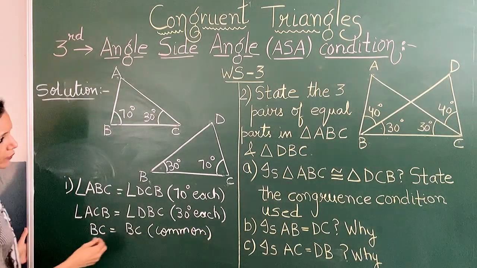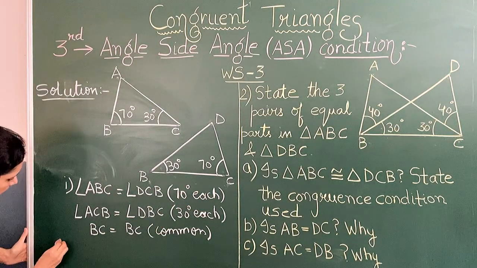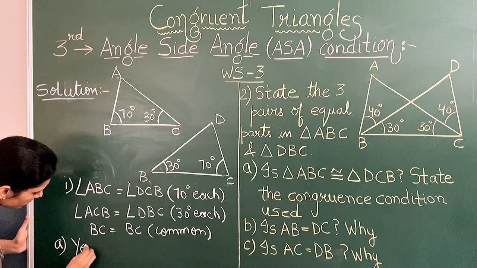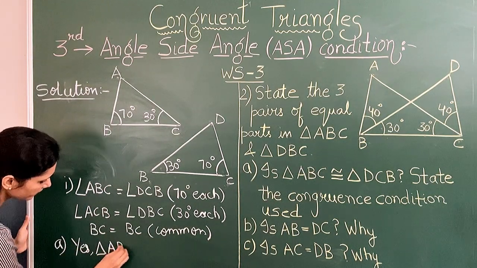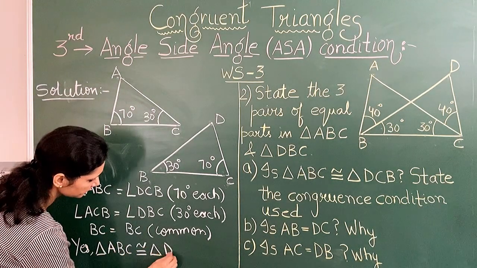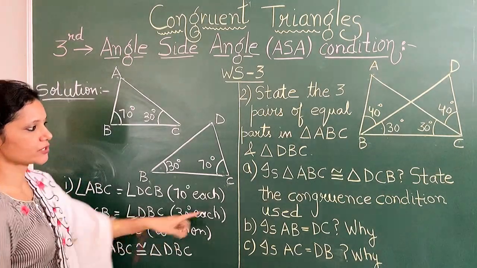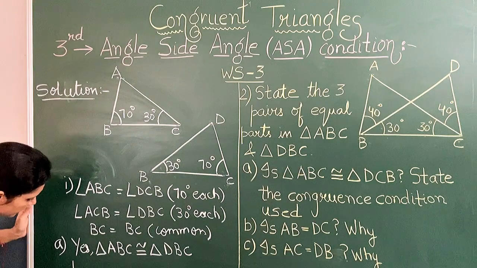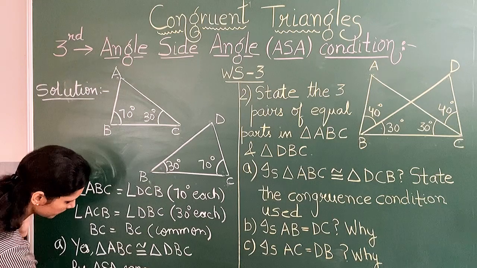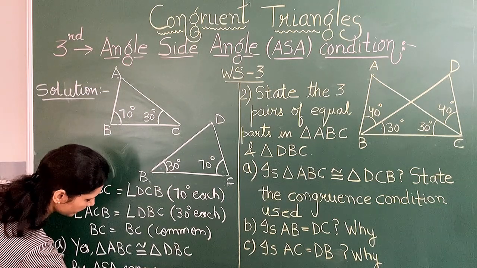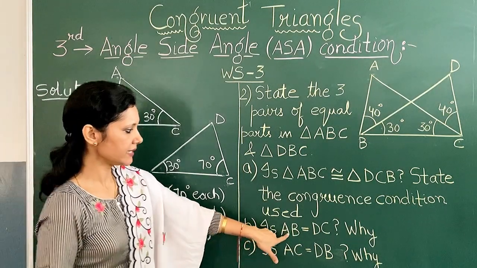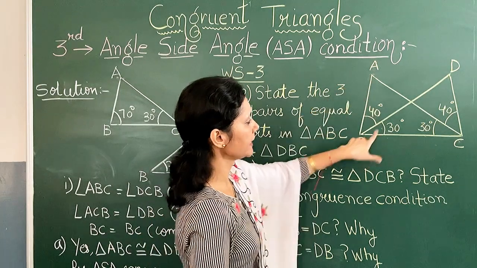Now the A part of the question is, is triangle ABC congruent to triangle DBC? So we'll say yes, triangle ABC is congruent to triangle DBC, and we have to state the congruency condition used, by ASA congruency. Next, the B part of the question is, is AB equal to DC?